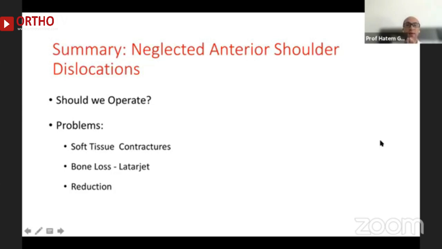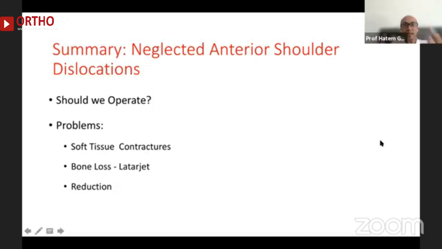So in summary, when you have a neglected anterior shoulder dislocation, always ask yourself, now, should we operate or not? Does this patient have a reasonable outcome and function? If he has a good function, he's satisfied. I mean, we know he's not going to get 100%. You should always communicate that with the patient.